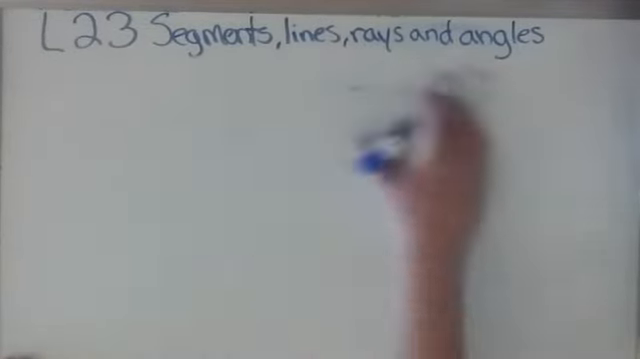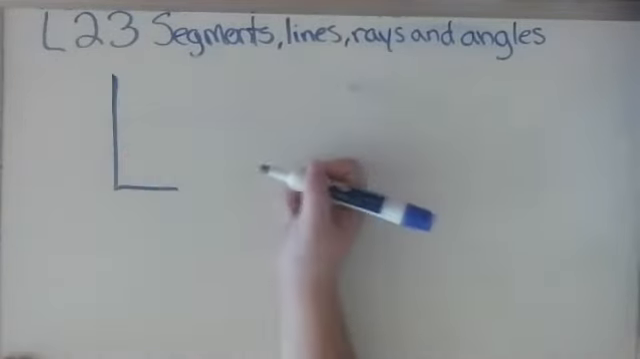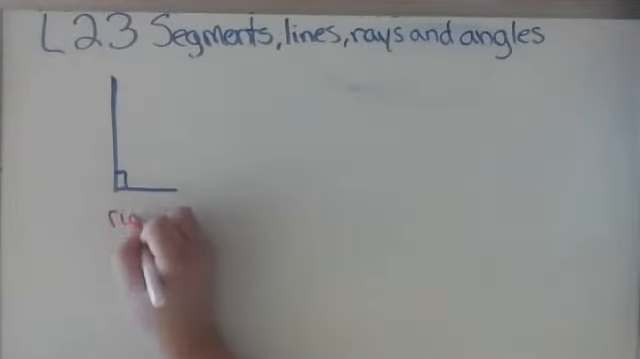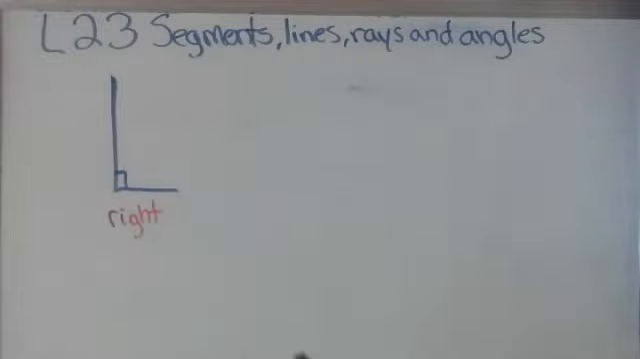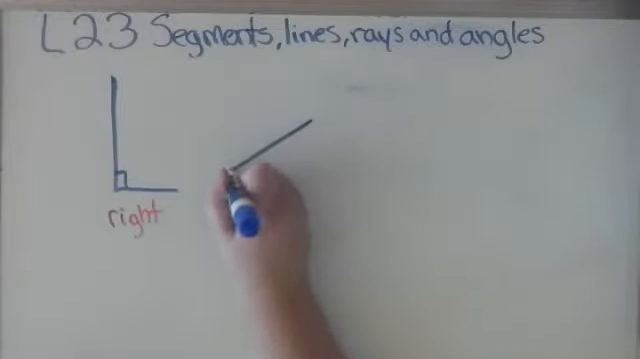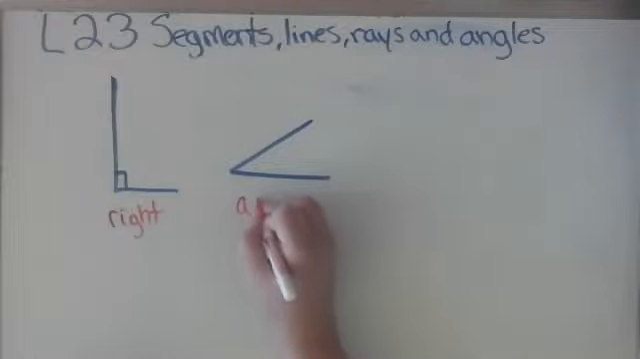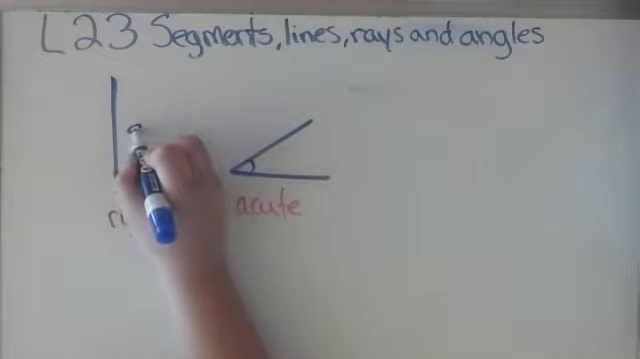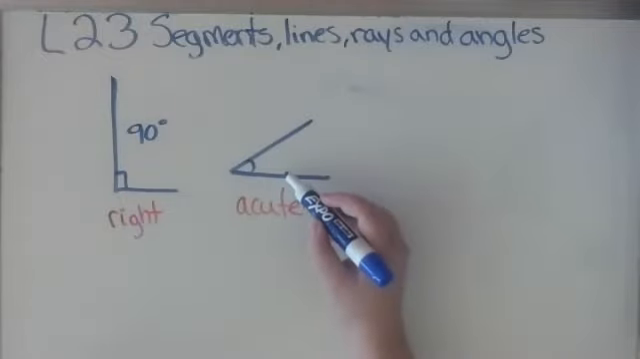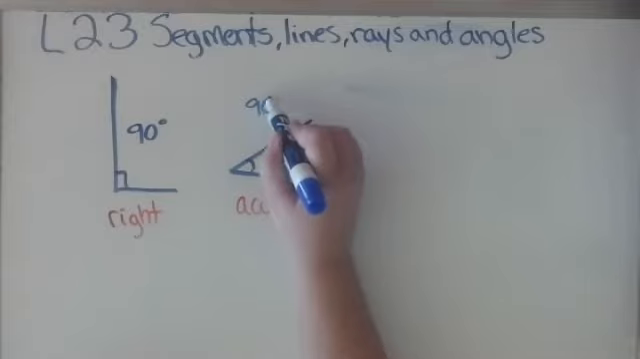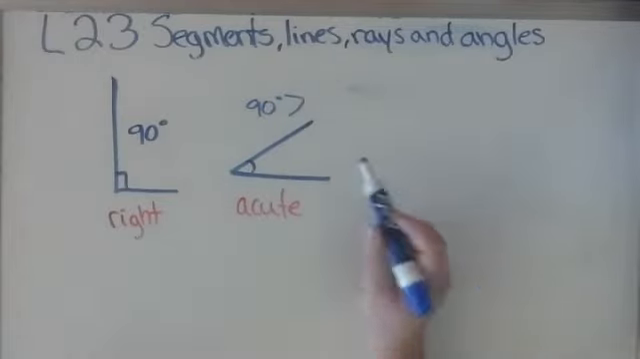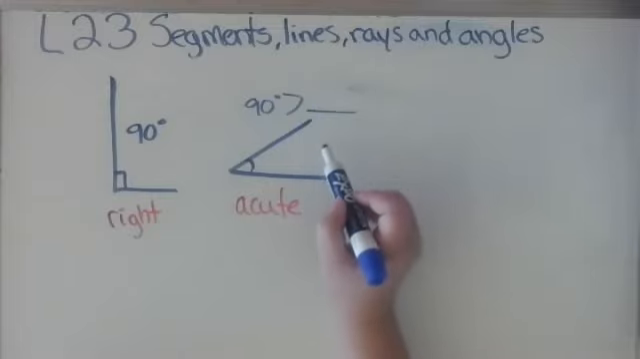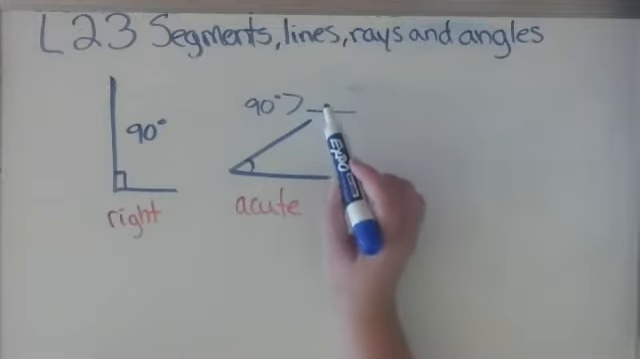For our angles, we have a right angle, which is usually indicated by a little box in the corner. This is a right angle. You then have an acute angle. Acute is smaller than a right angle. So just for reference, a right angle is 90 degrees. So acute is anything less than 90. So 90 is greater than whatever the acute is. So this would be the acute. It would be less than 90.